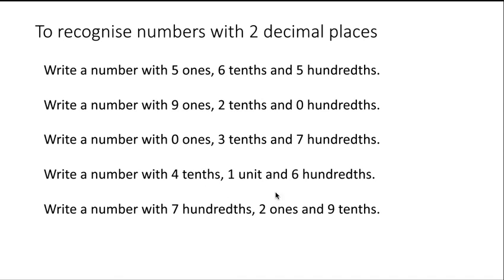You notice what I've done there? 4 tenths, 1 unit and 6 hundredths. They're not in the same order as you write them. Be careful. And write a number with 7 hundredths, 2 ones and 9 tenths. Again, they're not in the order that you would write them, so be really careful with those. Take a picture and upload them to Class Dojo.